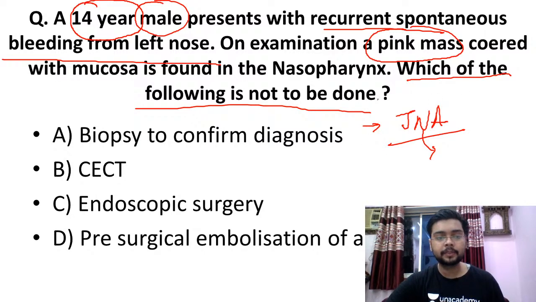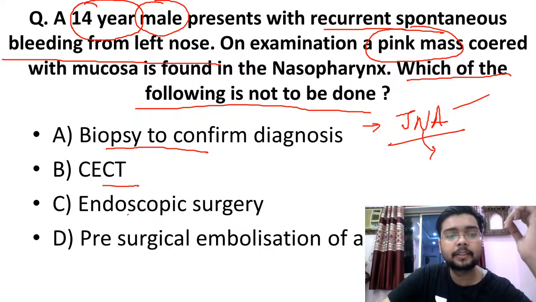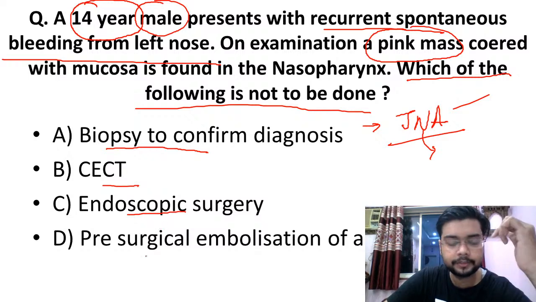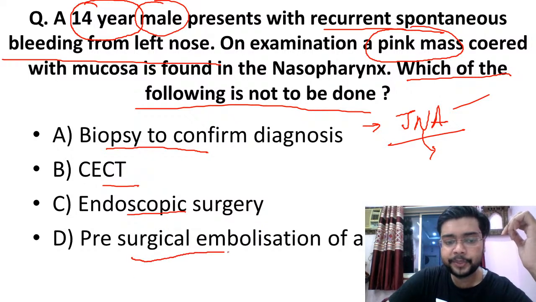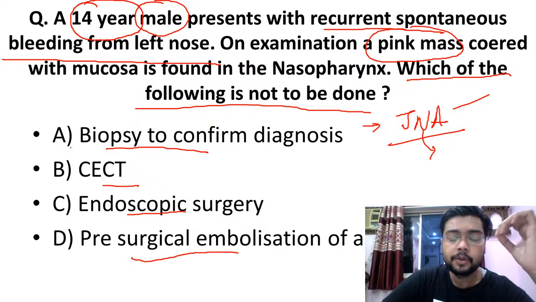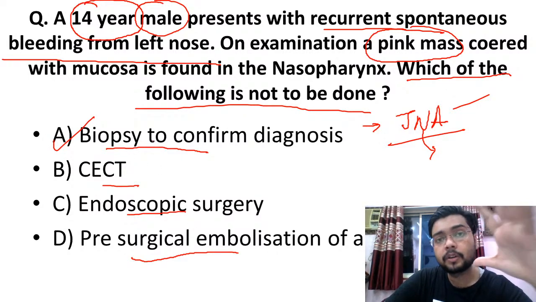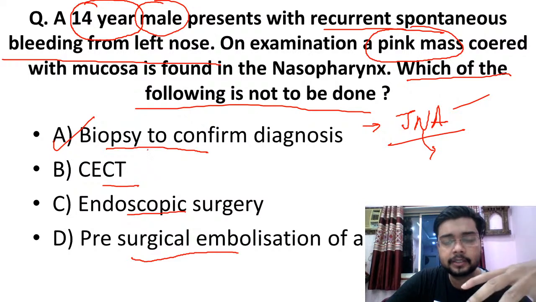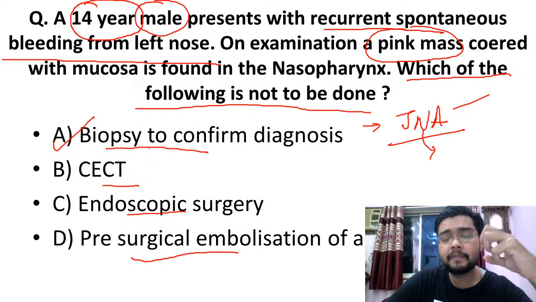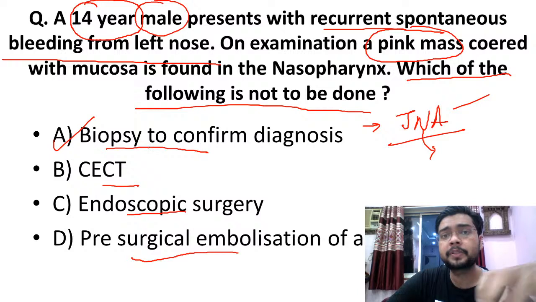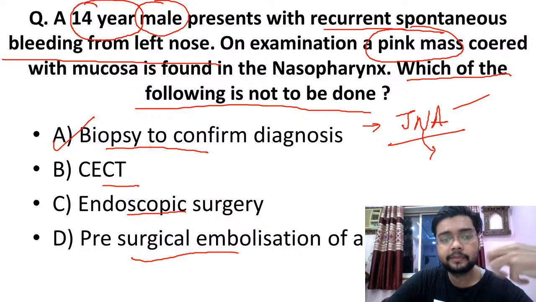Option A is biopsy to confirm the diagnosis. Second is contrast enhanced CT scan. Third is endoscopic surgery. Fourth is pre-surgical embolization of the artery. So you all know that you are not going to do a biopsy. So biopsy is sort of contraindicated in this. It is a vascular tumor, so why would you do a biopsy and get yourself into trouble?